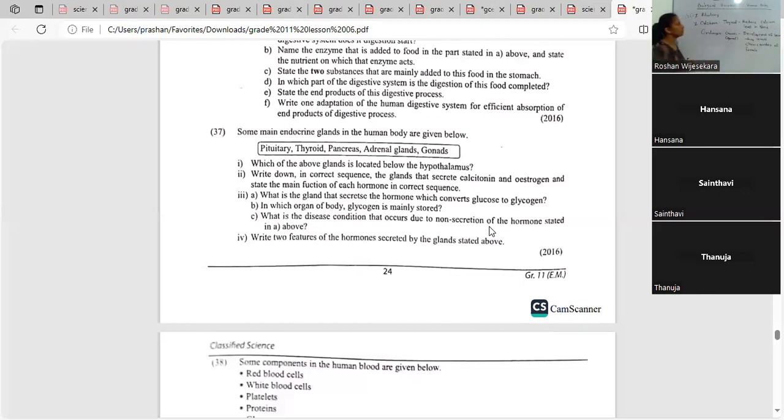You have to write in correct sequence. You have to write the hormone first, then the secreting gland, and the function. Then only you can get full marks. Third question, part A. What is the gland that secretes the hormone which converts glucose to glycogen? Glucose converts into glycogen. Who produces that? Pancreas. The pancreas produces that hormone. Pancreas is the correct answer.